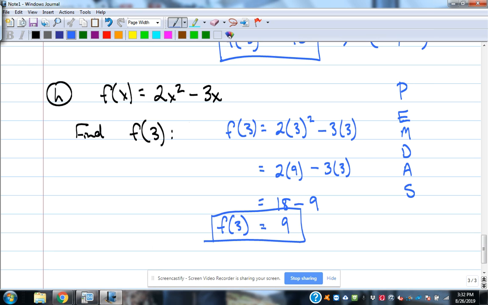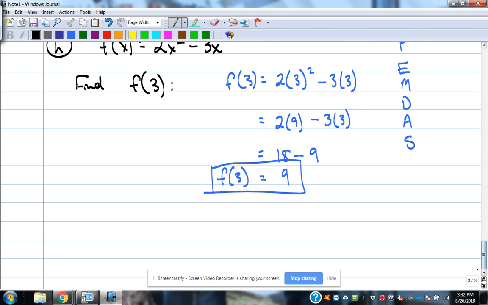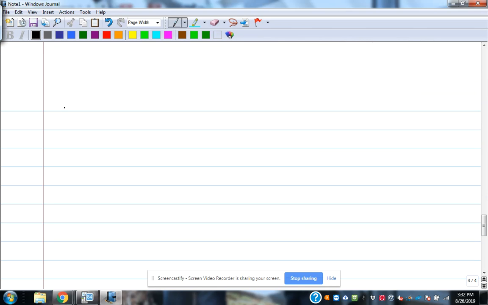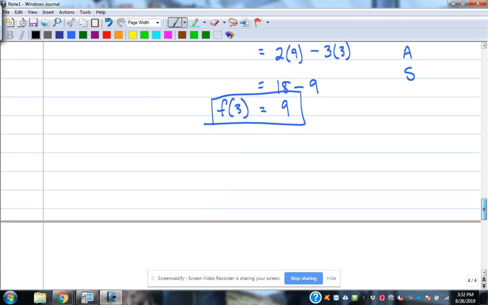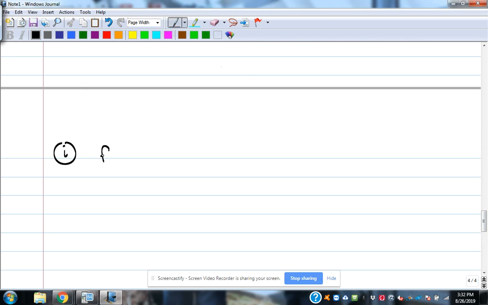Now, the next problem, let's do the same function. F of x is equal to 2x squared minus 3x. And let's find f of 2x. We're plugging in a variable expression in there instead of just a plain number. And this is where the calculator doesn't help you so much as it did on the last one. So it's straight up algebra is what we're doing here.